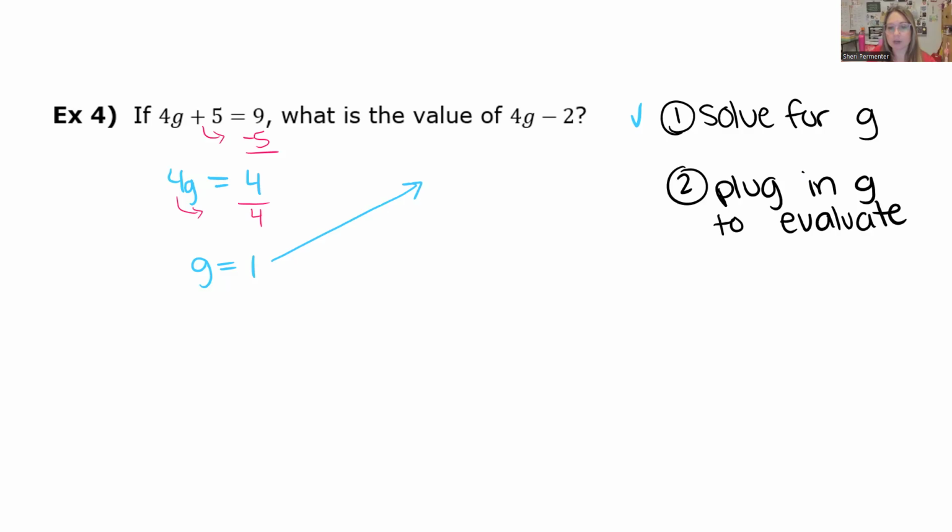So I'm going to plug it in over here. 4, and I'm going to plug in g is equal to 1, minus 2. 4 times 1 is 4. 4 minus 2 is 2. So we just plugged it in and evaluated for g. So on your homework, these are multiple choice questions, but you still have to show me all the work. So I need to see that in 10 you solve for y, and 11 you solve for x, and then I want to see that you plug them in. So that is just like question 10 and 11 on the homework.